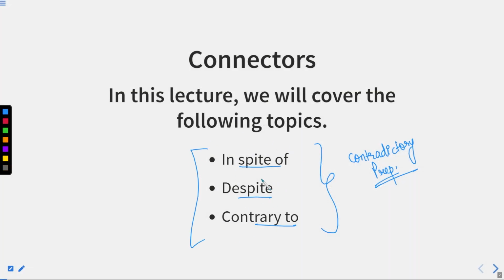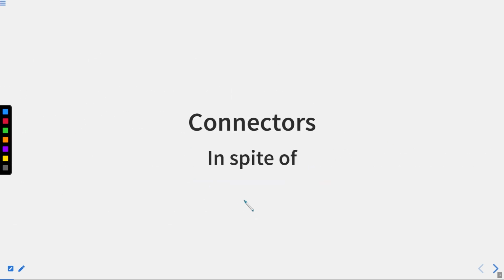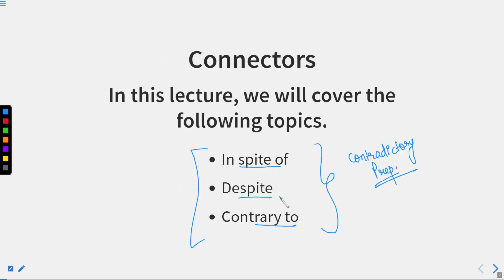Now these three, in spite of, despite, and contrary to, are the contradictory connectors, or you can say contradictory prepositions, that we are going to discuss in this session. So first we'll discuss in spite of. Now if you see in spite of and despite, they both are of the same meaning. The only difference is of. In spite we use of, and in despite we cannot use of. It means in spite of is followed by the preposition of, whereas despite is not followed by of. That is the only difference between in spite of and despite. Though the meaning of these two prepositions is the same, the uses are also the same.